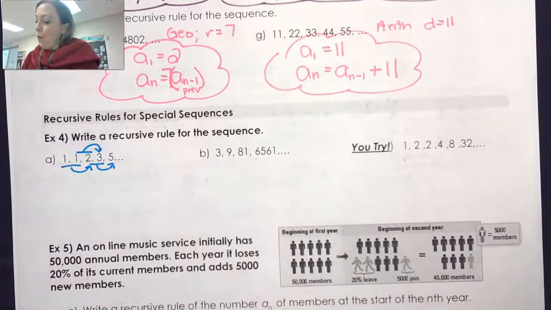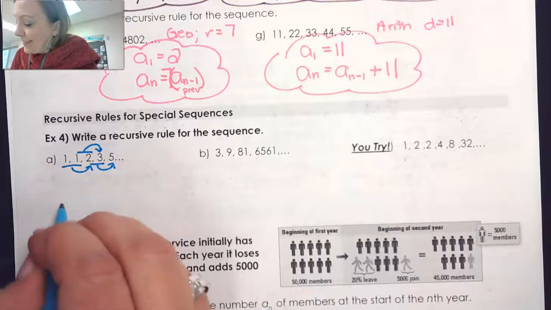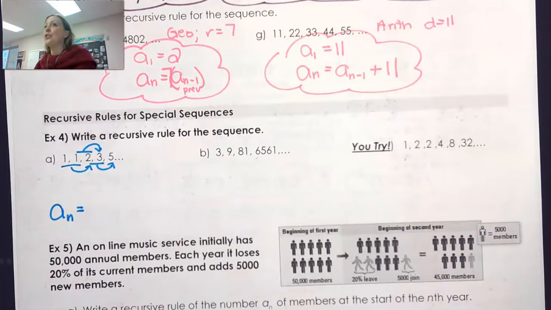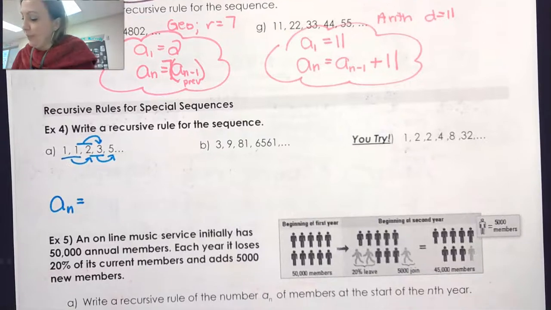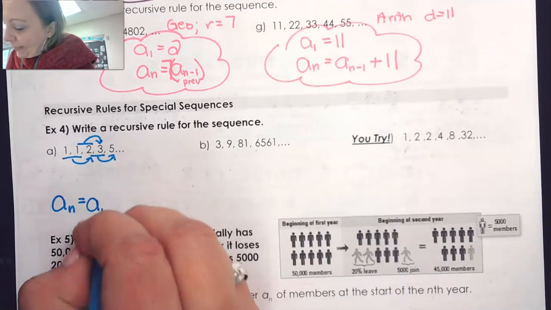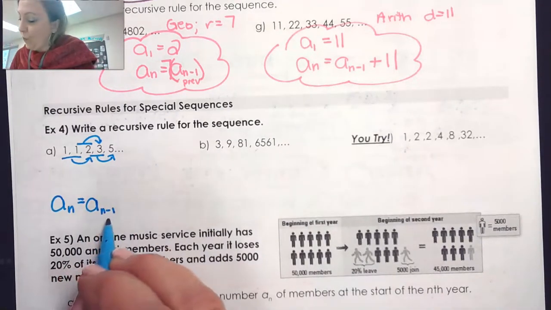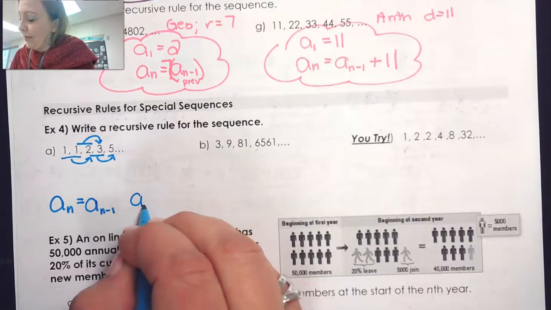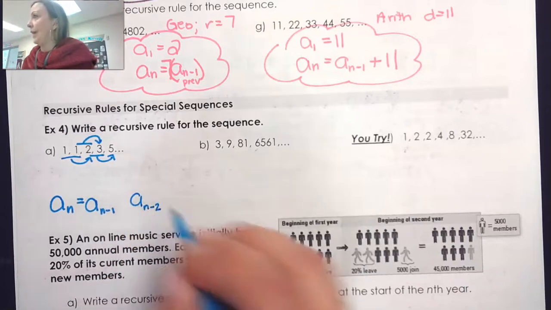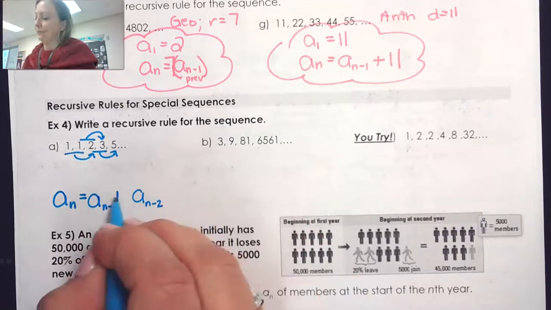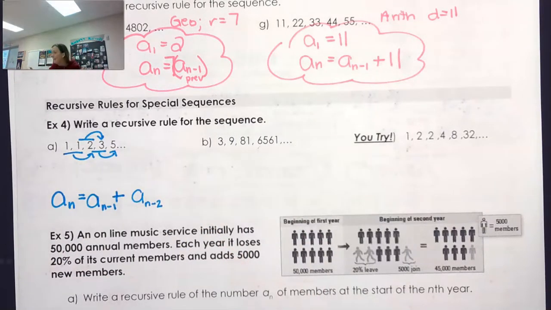Okay. So what that means, I'm going to start on the second line. That means I'm not just going to use the previous term. The previous term was a sub n minus 1. I also have to use the term before it, which if this is a sub n minus 1, this one is a sub n minus 2, okay? And what did I do to each of those? I added them together.